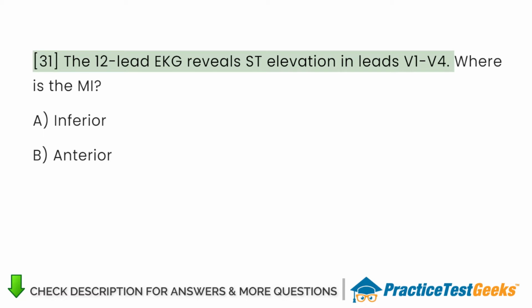The 12-lead EKG reveals ST elevation in leads V1, V4. Where is the MI? A. Inferior. B. Anterior.